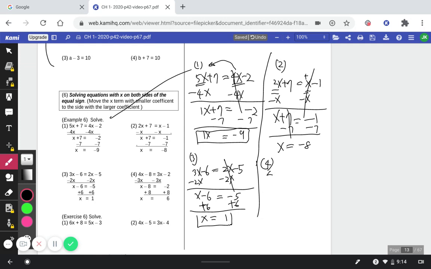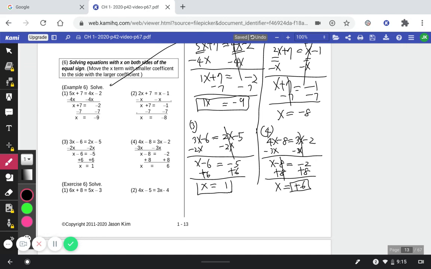Number 4, 4x minus 8 equals 3x minus 2. So minus 3x on both sides. x minus 8 equals negative 2. Continue by removing the minus 8. x becomes positive 6. So that's how you solve the equation when x is on both sides of the equal sign. You move the smaller one to the larger one.